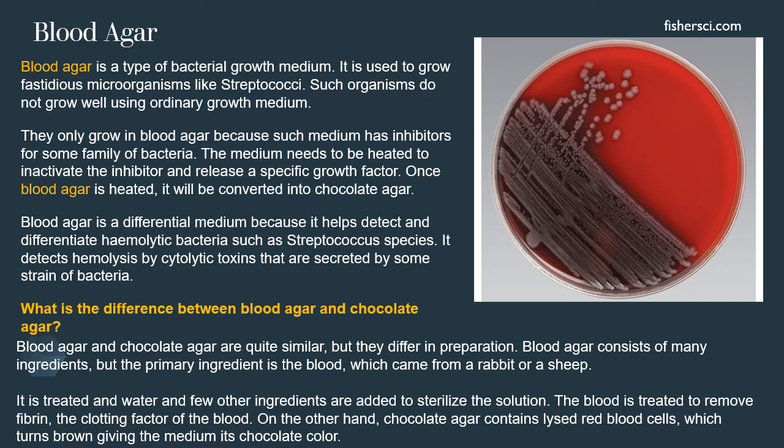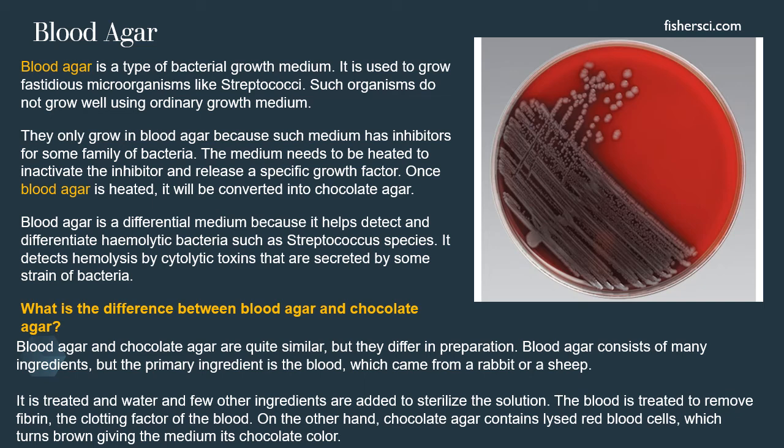What is the difference between blood agar and chocolate agar? They are quite similar, but they differ in preparation. Blood agar consists of many ingredients, but the primary ingredient is blood, which comes from a sheep or a rabbit. It is treated, and water and a few other ingredients are added to sterilize the solution. The blood is treated to remove the fibrin, which is the clotting factor of the blood.